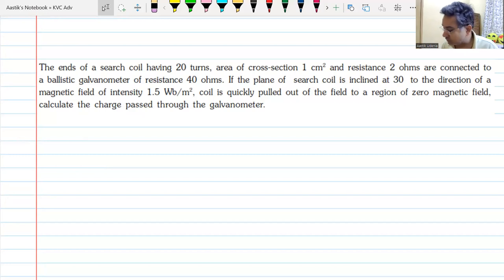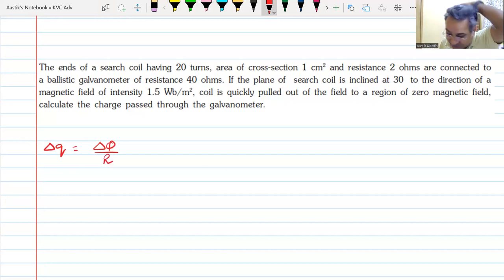So how are we supposed to do this? We have to find the charge flowing, which is total flux divided by R. I am not putting the negative sign because the negative sign only tells us the direction. Yes or no? Yes, sir. The final flux is zero. We understand this? Yes, sir. We just have to find out the initial flux.